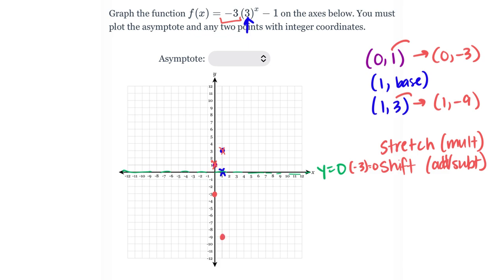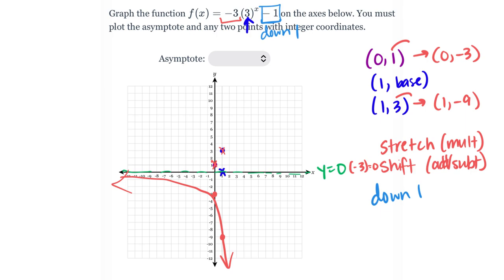So our exponential function is looking a little more like this now. Sorry, that's so wobbly. Okay, let me just try this again. There we go. Okay, next we need to do our shift. In this case, our shift is down 1 because it's a subtraction after the bulk of the function.